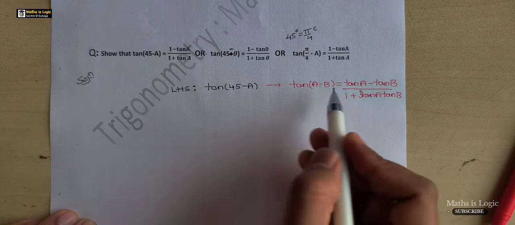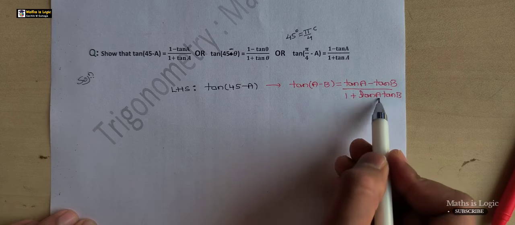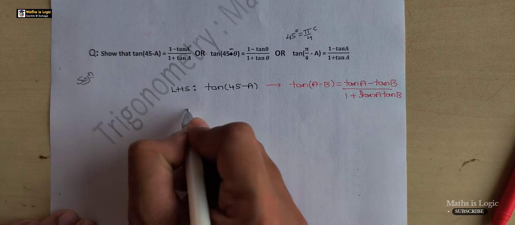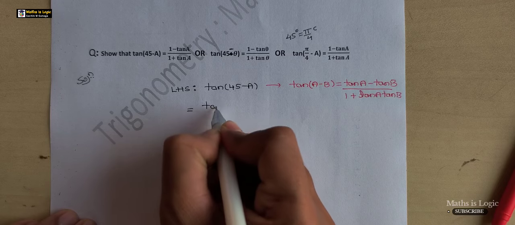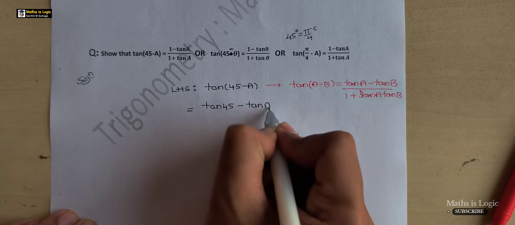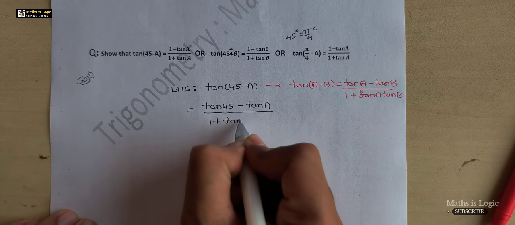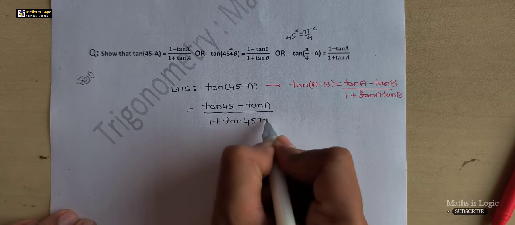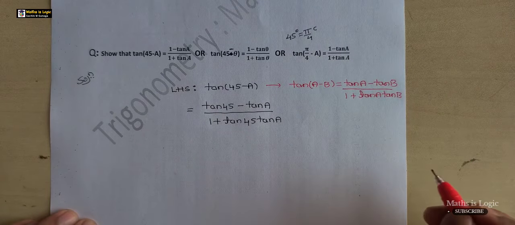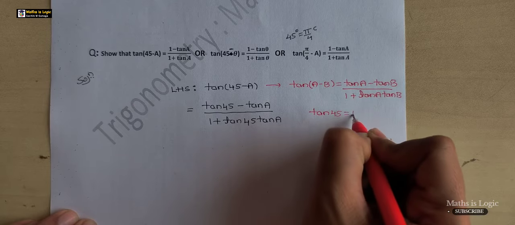Remember, A means 45 degree, B means A. Wherever A comes, replace by 45, wherever B comes, replace by A. So that time this becomes tan 45 minus tan A divided by 1 plus tan 45 into tan A. So again we know the standard result. What is that standard result? Tan 45 degree value is 1.